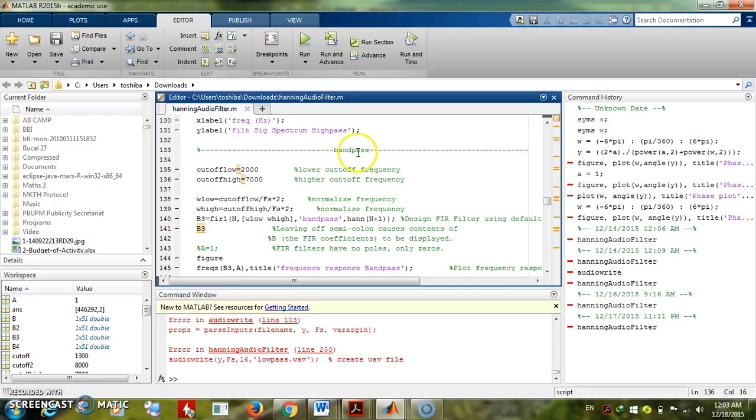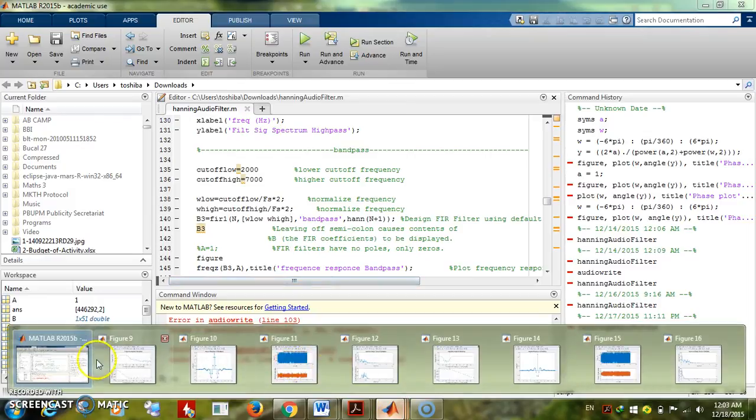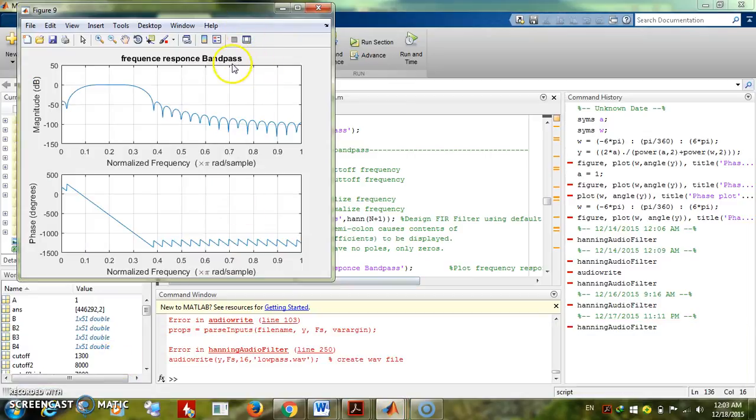So from the MATLAB file that I got from the proctor, the cutoff frequency for the low one is 2000 hertz, and the high cutoff frequency is 7000. Now we look at the first graph for the bandpass filter. This is the graph for magnitude, and the bottom graph is for phase.